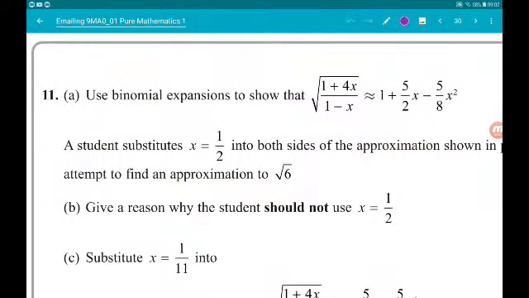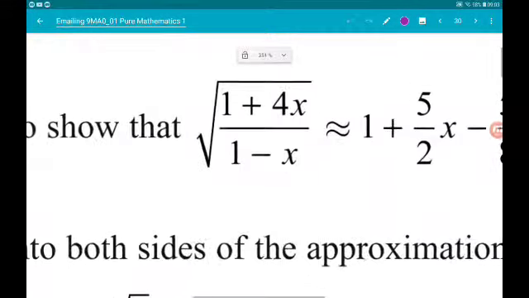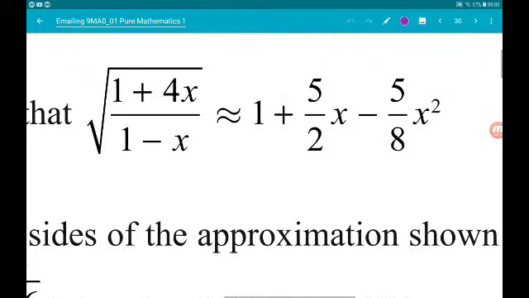Okay, question 11, we got binomial expansion on steroids. So part A wants us to use the binomial expansion to show that the square root of 1 add 4x over 1 minus x is approximately 1 add 5 halves x minus 5 eighths x squared, and it's 6 marks.